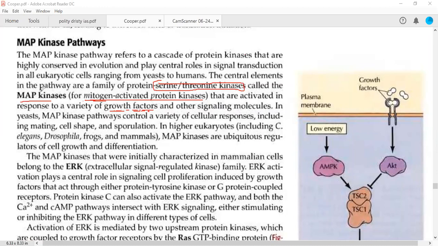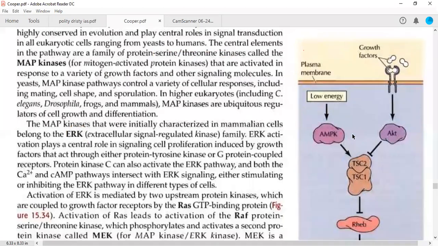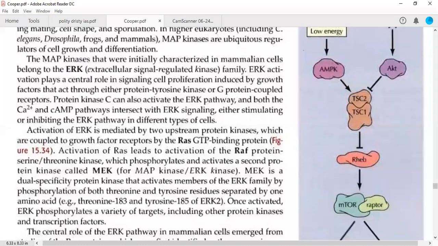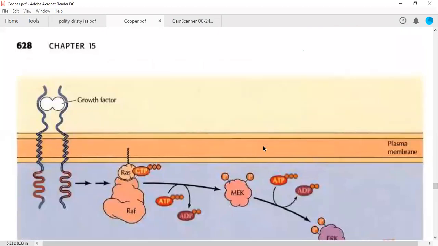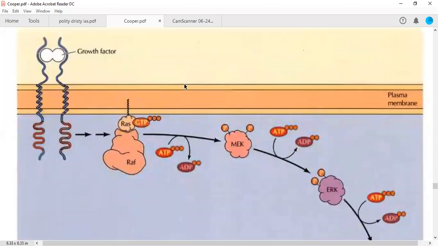And the second name for these MAP kinases is actually ERK. This pathway is called the ERK pathway, for extracellular signal regulated kinases, because the signal will come from the outside. For example, some growth factor will come from the outside. Okay, actually this is not the correct diagram to depict this particular thing, because this is the mTOR pathway. So actually the MAP kinase pathway is given on page number 628 in your Cooper in chapter number 15.